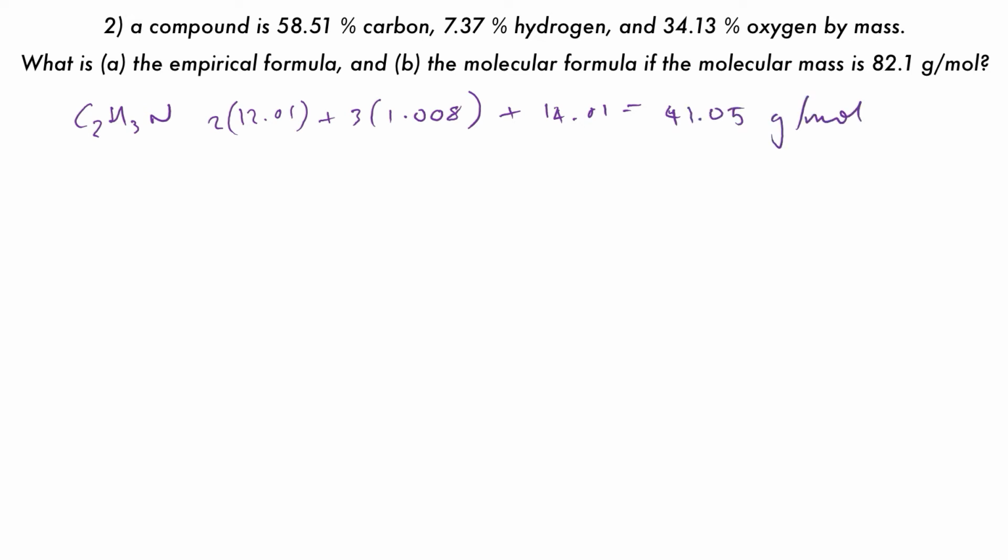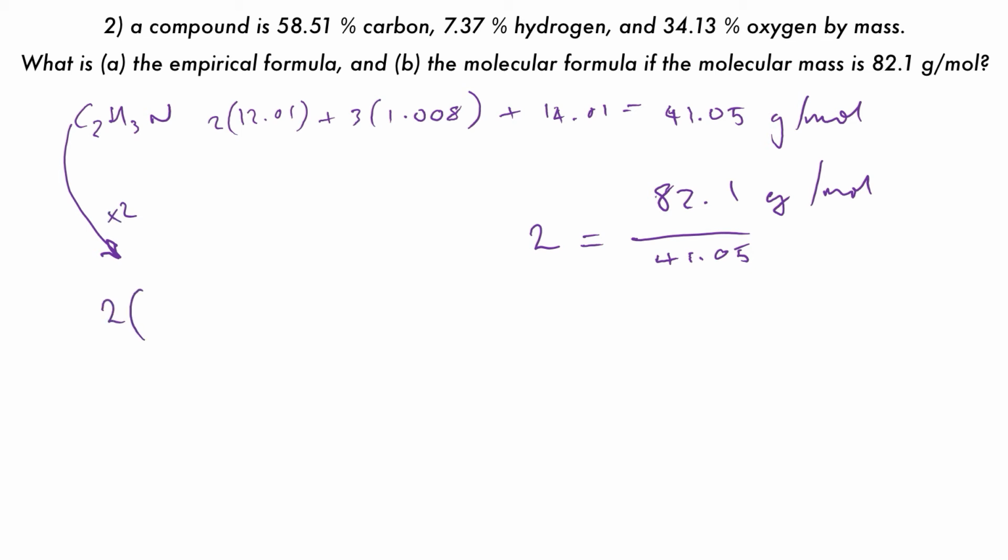Then, since we know the molecular mass of our molecule is going to be 82.1 grams per mole, we simply divide this 82.1 by our 41.05 to give us the quotient, which will then be the multiplier for our empirical formula to get our molecular formula. So 82.1 divided by 41.05 is going to be 2. So then we multiply our empirical formula by 2, and that will give us our molecular formula.